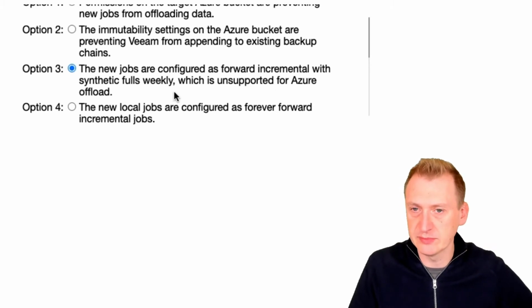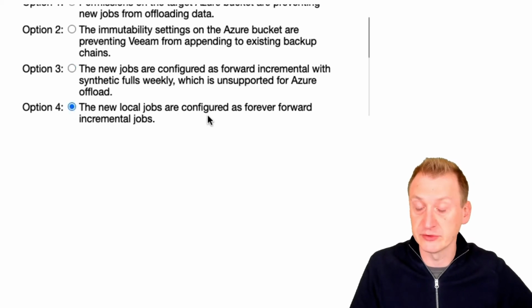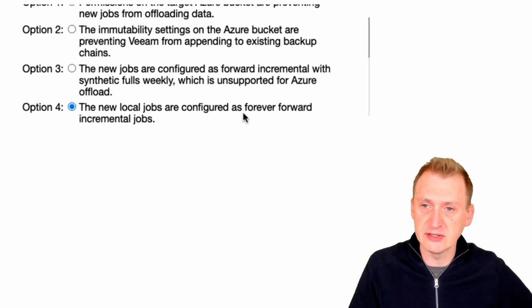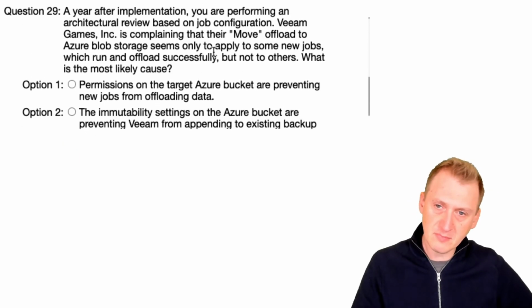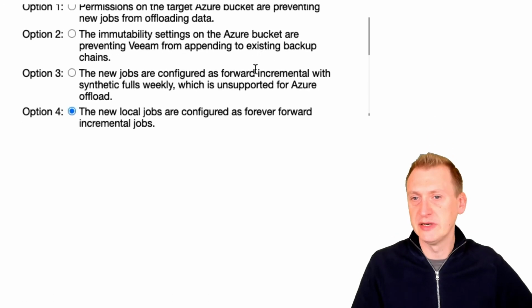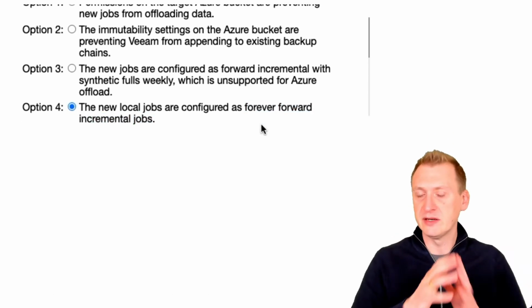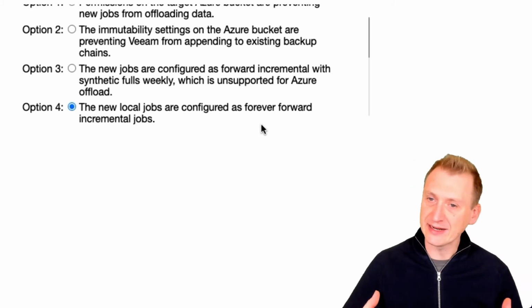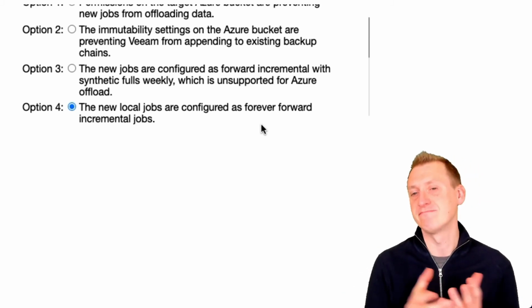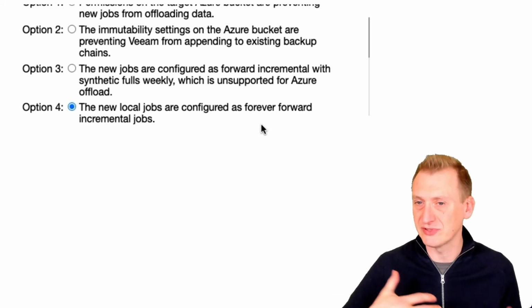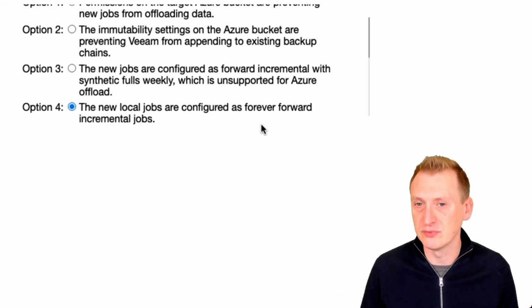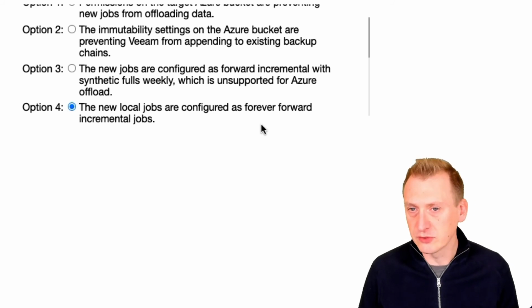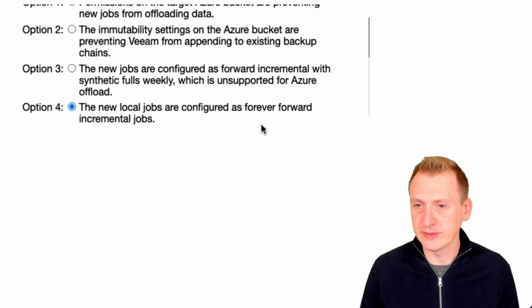That seems reasonable. The new local jobs are configured as forever forward incremental jobs. That seems to be the issue, because here we're talking about the move offload. And if we're using forever forward, the entire chain is always considered as active. So there's nothing inactive. There's nothing to actually move out, so as such, nothing would get moved. So I'm going to go with option 4. New local jobs configured as forever forward incremental jobs.